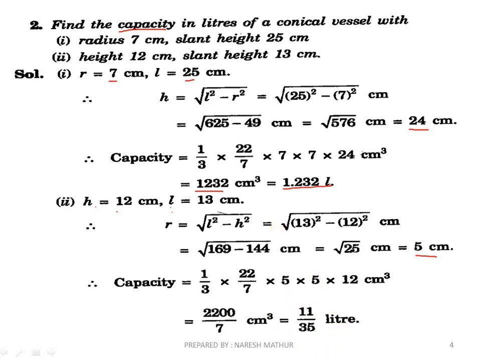And I would suggest we can take pi as 3.14 here, so we get an answer in decimals. It will be easier for us, I guess. Alright.